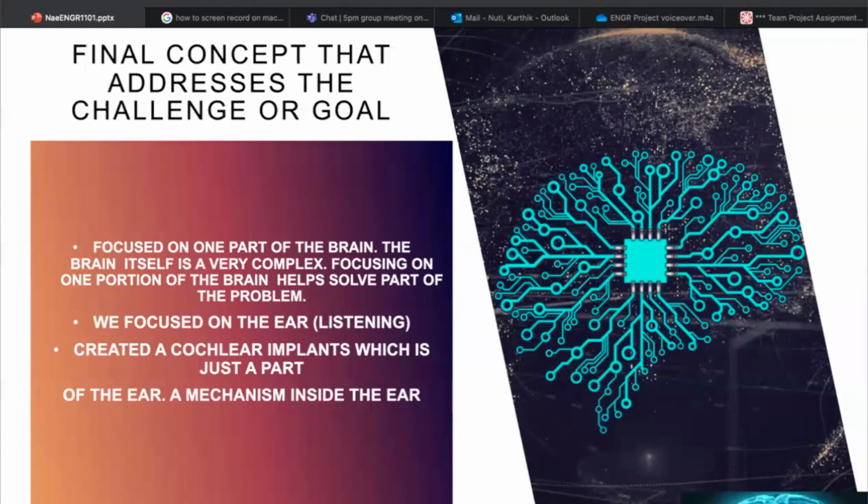Since the brain is highly complex, we narrowed our focus to auditory processing. Our solution enhances cochlear implants, devices that help restore hearing by transmitting signals directly to the auditory nerves. By refining this mechanism, we can improve neural communication and speech perception.